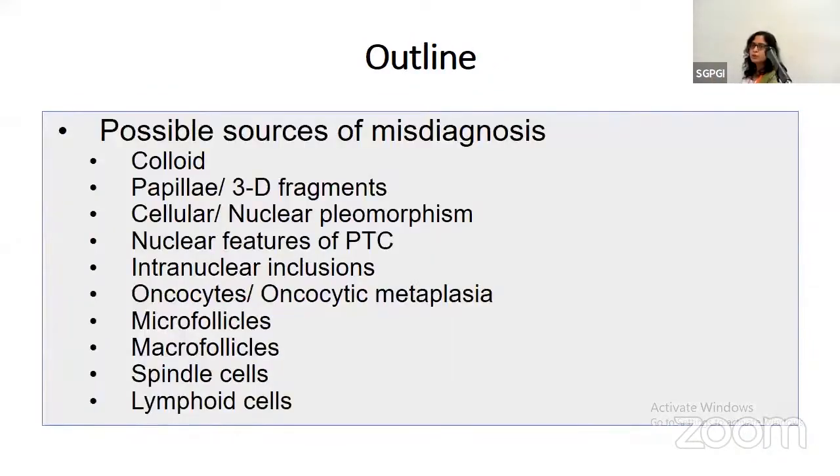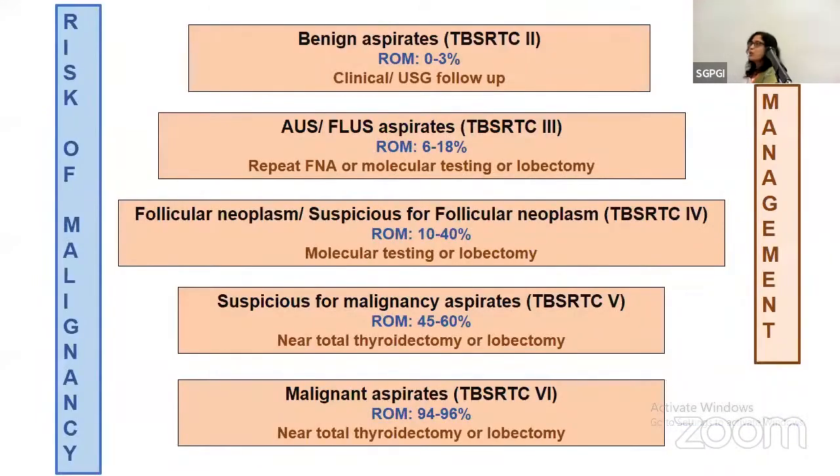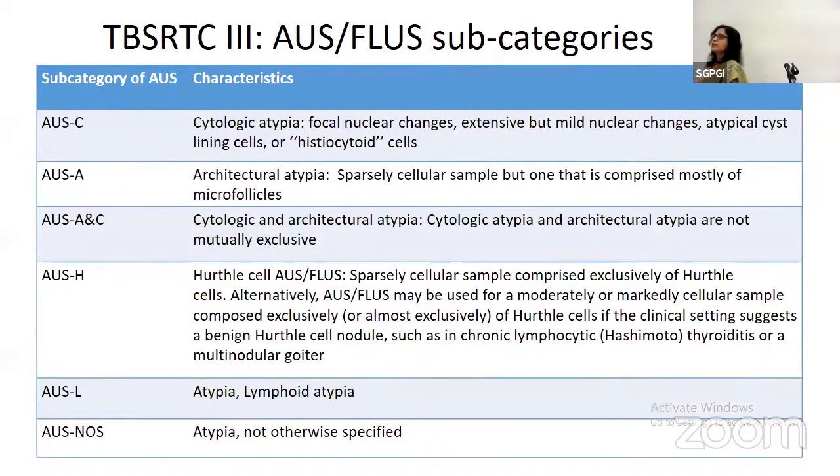So before we go through the possible pitfalls in thyroid cytology, let's see how we classify thyroid cytology aspirates. You all know this. Just for a revision, there are 6 categories from 1 to 6. 1 is unsatisfactory, 2 is benign, 3 is AUS, 4 is follicular neoplasm, 5 is suspicious for malignancy, and 6 is malignant. AUS, atypia of undetermined significance, is further subclassified into 6 subcategories.